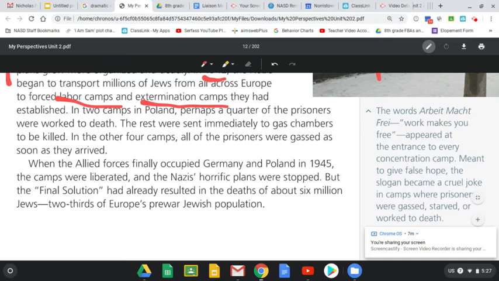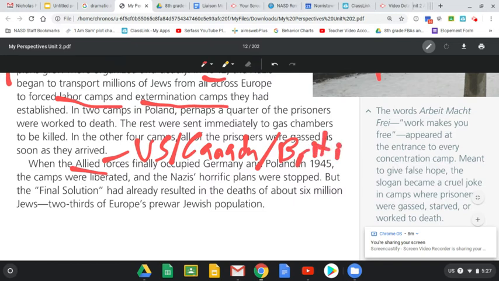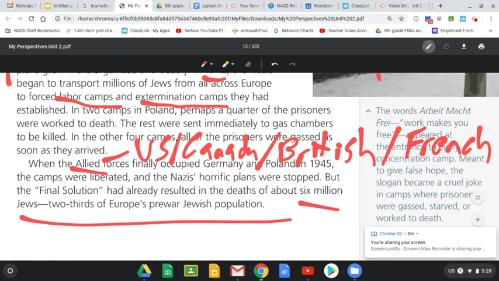When the Allied forces finally occupied Germany, the Allied forces include the US, Canada, sorry, the British, eventually the French, or in the beginning the French, eventually Italy, but they sided with the Axis powers at first with the dictator Mussolini. But the final solution had already resulted in the deaths of about 6 million Jews, two-thirds of Europe's pre-war Jewish population.